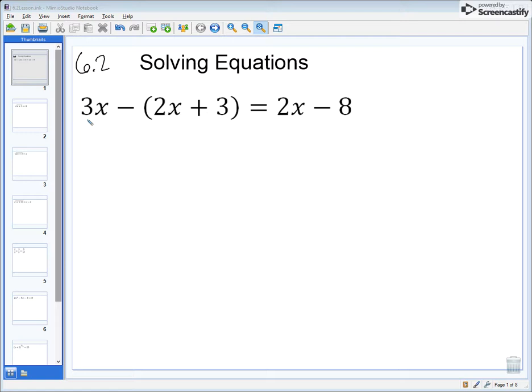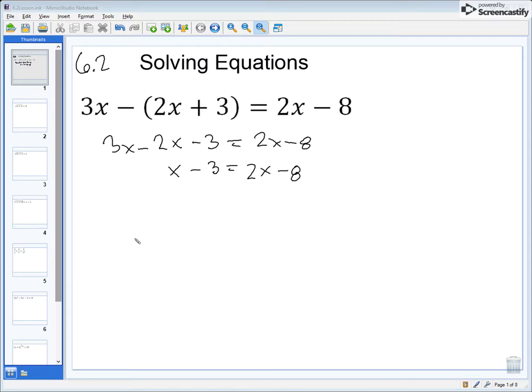In this case, where we have 3x minus the quantity 2x plus 3, and that's equal to 2x minus 8, the first thing we want to do is distribute this negative so that we have 3x minus 2x minus 3 equals 2x minus 8. Next thing we want to do is combine like terms. So on this left side we have a 3x minus a 2x, that's just x. We have a minus 3. On the right side we still have our 2x minus 8.